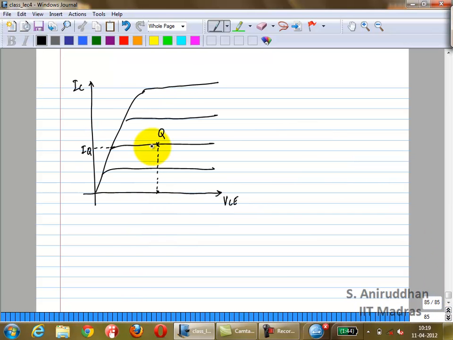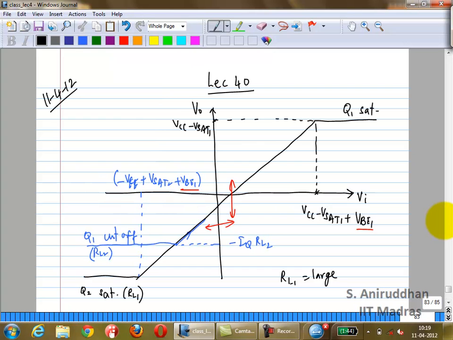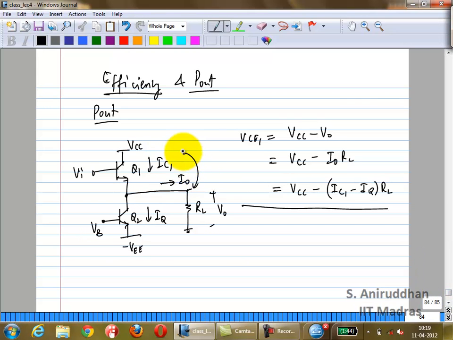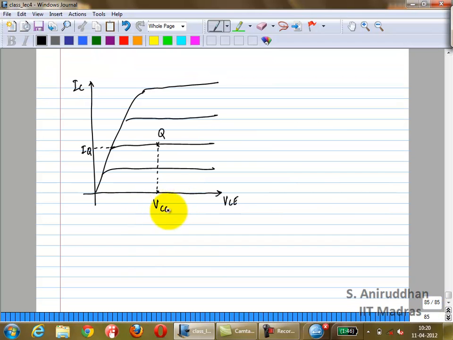But we also plotted what V naught is when Vi is 0. It will be very close to 0. So VCE1 is going to be very close to VCC. You want your output bias very close to 0 because you have plus VCC and minus VCC. The output quiescent point, you are going to bias it close to 0. Correct? So your VCE1 is going to be very close to VCC.